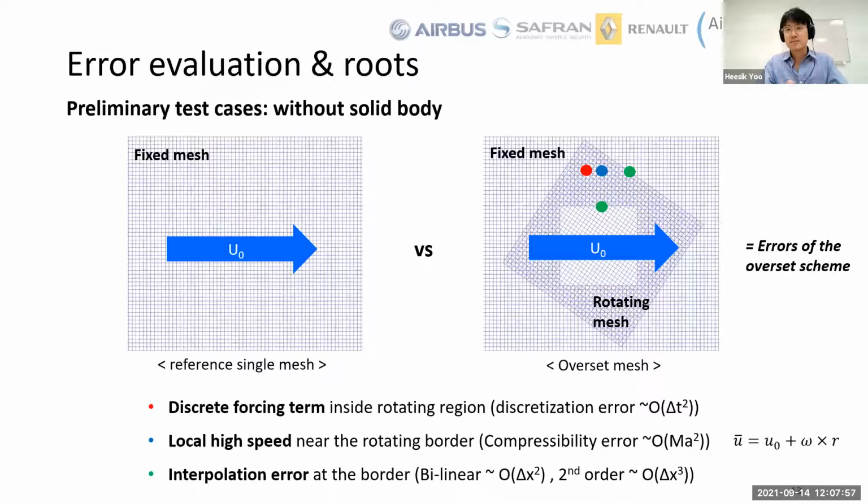They are physically the same, but their computational features will be different. So by comparing those two, we can analyze the error, which is purely coming from the overset mesh scheme. And then what will be the source of error?